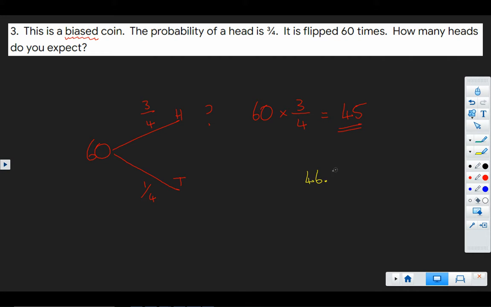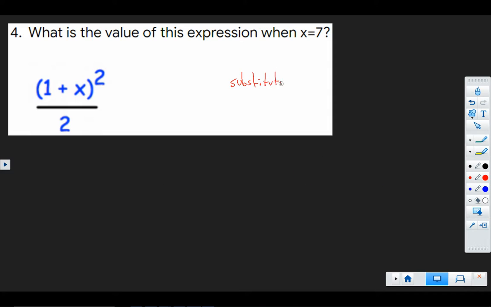The nugget for you to go and practice, and you may need to ask your teacher to assign this to you, is 46.09. Okay, question 4. Well, this is an exercise in substitution when we simply replace the value x here with the value that we've been given.